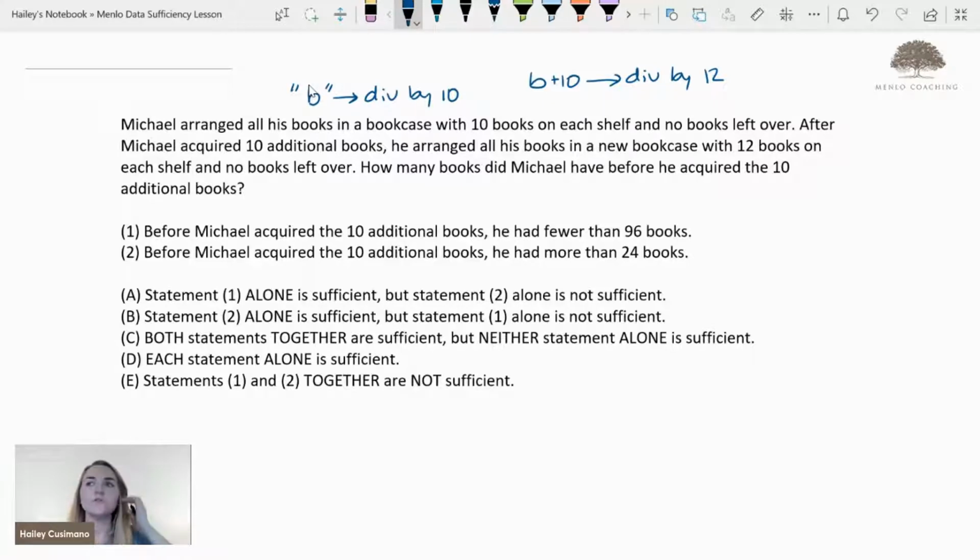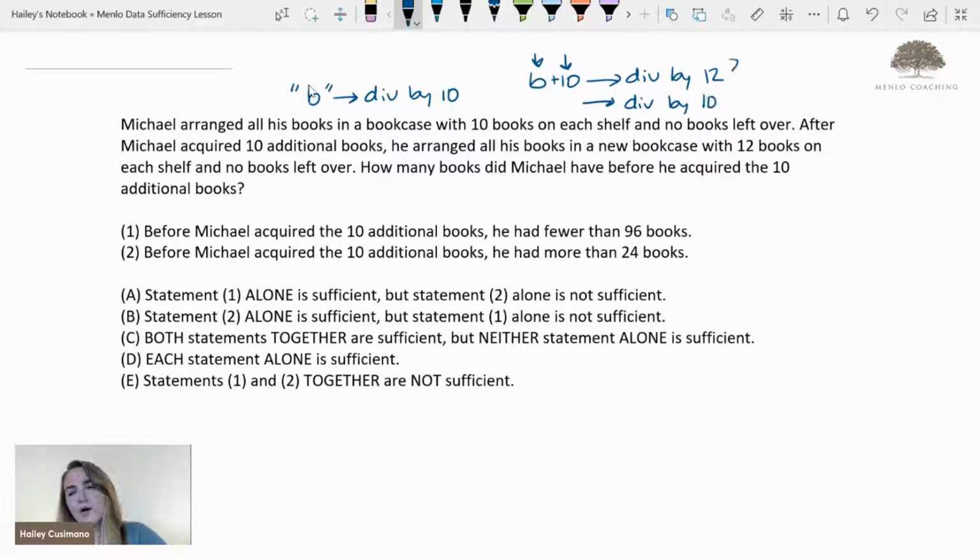Now, this idea of universal divisibility is one that is so often underlooked in GMAT Quant. And it is that we started with a multiple of 10, and we added 10 to it. If I start with particular divisibility, and I add or subtract in increments of that divisibility, I'm going to maintain divisibility. We know that this value is both divisible by 12 and divisible by 10.